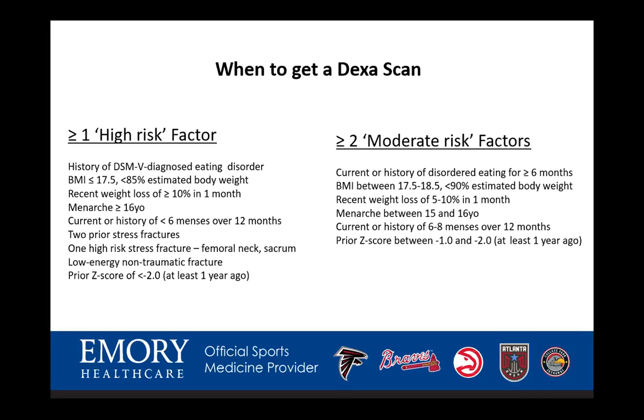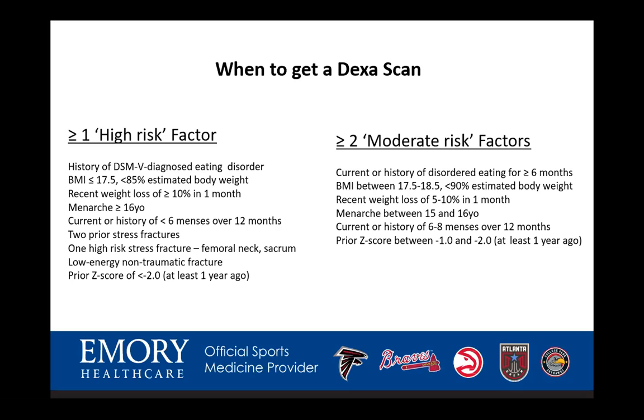So: history of a diagnosed eating disorder, a BMI of less than 17.5 or less than 85% estimated body weight. If they've had a significant recent weight loss, greater than 10% in a month. If their age at first menses was 16 years or older, if they've had less than 6 menses in the last 12 months, history of 2 prior stress fractures or 1 from that high risk stress category, or a prior recognition of low bone mineral density with a Z-score of less than -2.